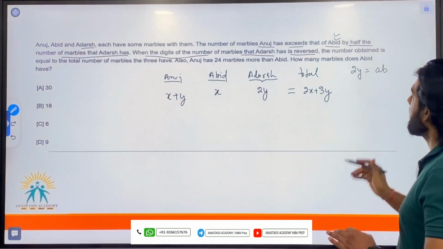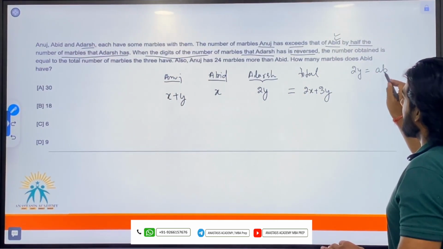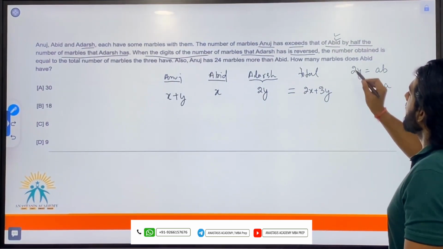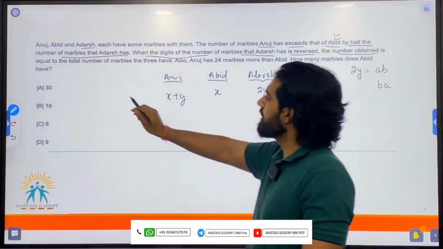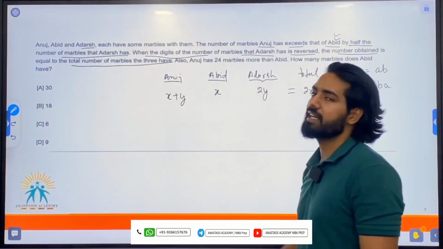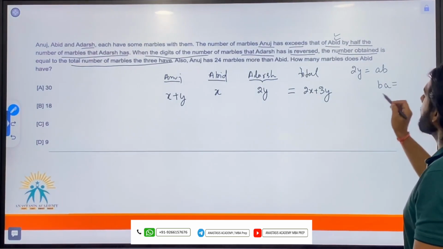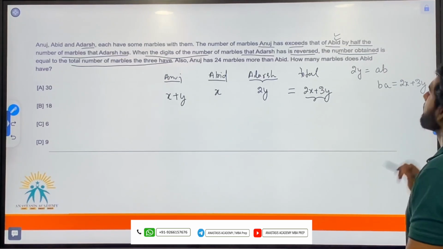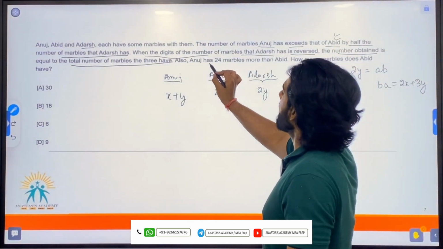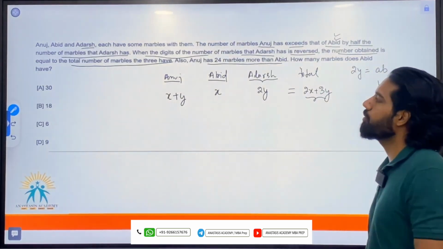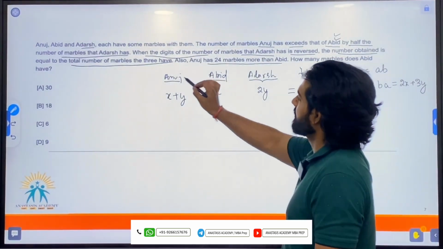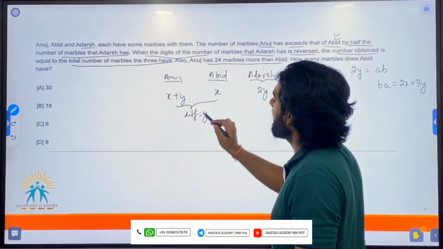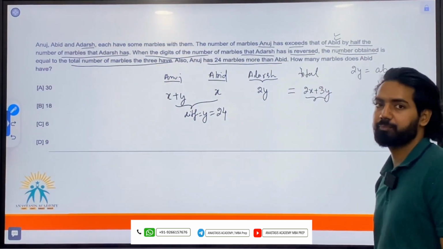Now it is given that if I reverse the digits of the number of marbles that Adarsh has, it becomes BA, and the number obtained is equal to the total number of marbles the three have. So this BA must be equal to the total number of marbles, which is 2x plus 3y. Also, it is given that Anuj has 24 marbles more than Arvind, right? So the difference of these two is given as 24 marbles, and the difference of these two is y, which is given as 24.